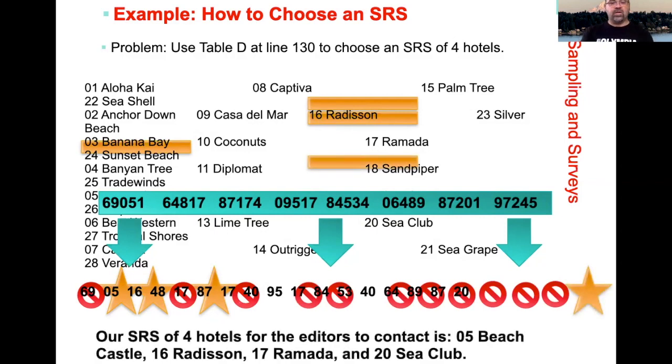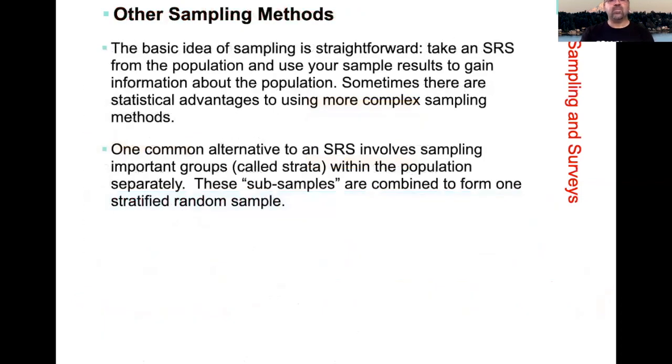So our simple random sample of the 4 hotels is going to be 5, 16, 17, and 20, because all those other ones were too big for us. Okay. That is how we use a simple random sample from the random number table.